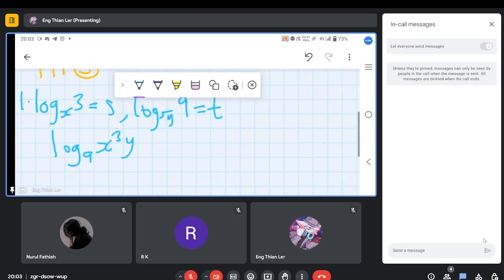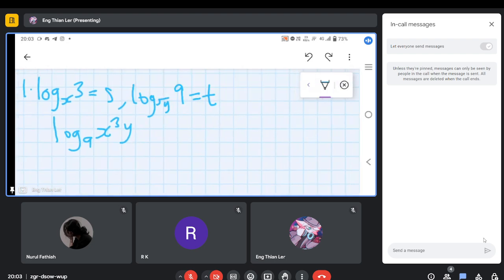Okay, so now we have this and we have this. Now we can notice that this is expressed with x and y, so we need to separate the x and y first. But first we look at the base. It's 9, but we have a 9 here and we also have a 3 here. I prefer you to choose a lower base, so I will change everything to base 3.